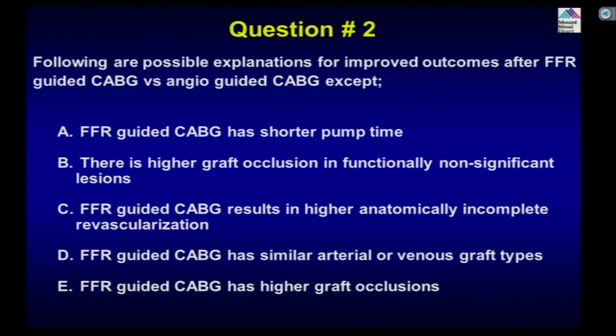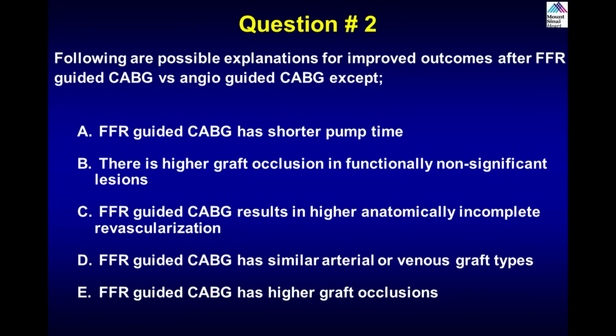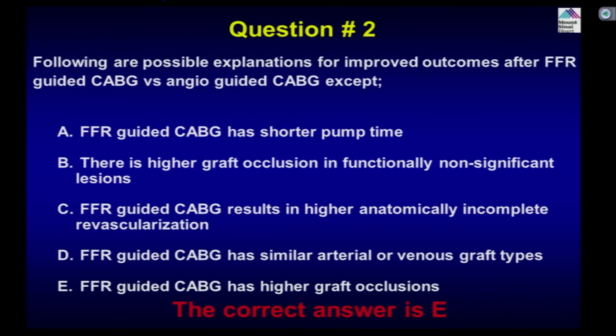Second, following are the possible explanations for improved outcome after FFR guided CABG versus angio guided CABG, except: FFR guided CABG has shorter pump time. There is a higher graft occlusion in functionally non-significant lesions. FFR guided CABG results in higher anatomically incomplete revascularization. FFR guided CABG has similar arterial or venous graft types, and FFR guided CABG has higher graft occlusion. We know every study has shown lower or similar graft occlusion with FFR. So, incorrect answer is E.